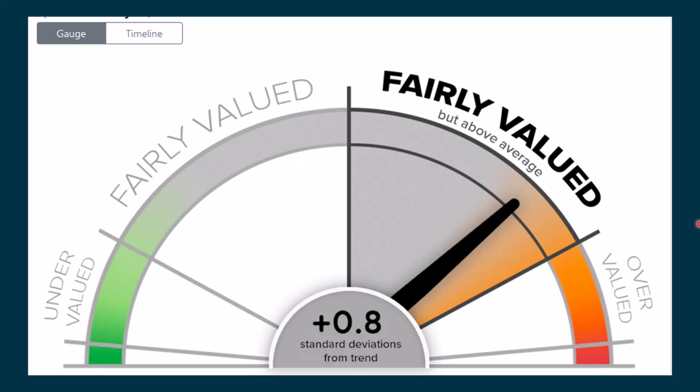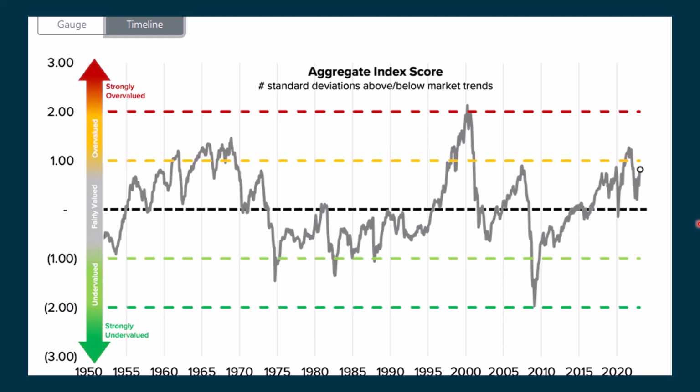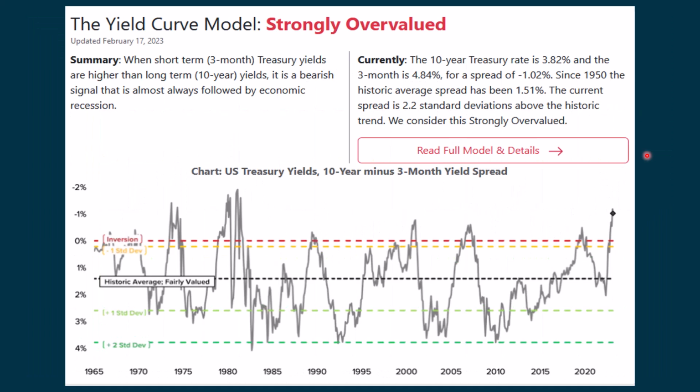The first area that we look at is overall, they're suggesting that the market is fairly valued right now. And here is a historical chart showing how we're above this dashed line. That's positive. We have not reached this yellow dashed line here, which is a standard deviation of 1. If we get above that, that means we have become overvalued. Now we break down the different components of this report.